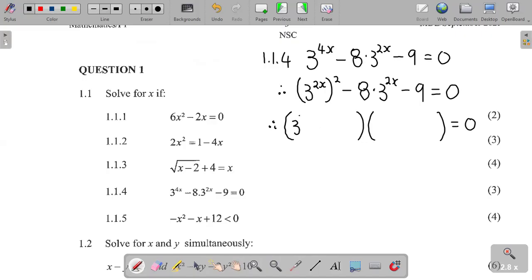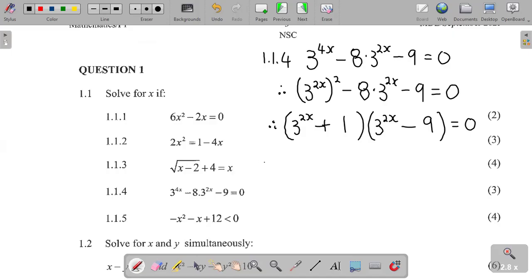So 3, 2x, and then 3, 2x. And then, okay, we look for the factors here, okay? To get a 9 here, what must happen? We must have a 9, a negative 9, and a positive 1. Yes, we want to have a negative 8 in the middle, okay?